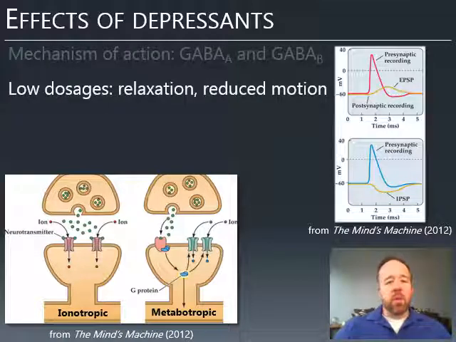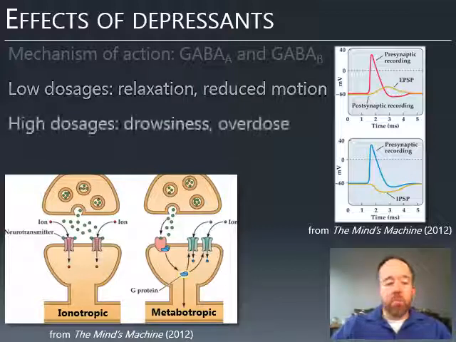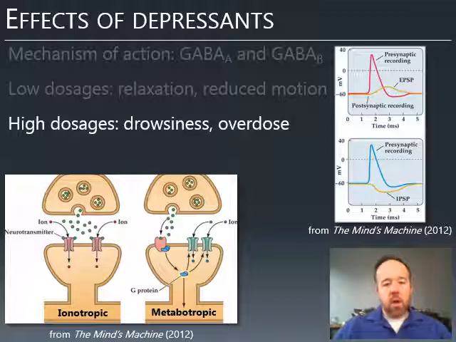So in low dosages, you get relaxation, reduced motion. So again, sort of a small decrease in activity. Of course, if you bump up the dosage, you can get a bigger decrease in the activity in the brain. And so eventually that'll put you to sleep in a high enough dose. And of course, in a really high dose, you'll interfere with your autonomic processes, things like respiration. So with enough of a depressant, you'll stop breathing. And that is one of the dangers of overdosing on depressants, is death through such a marked decrease in activity that your autonomic functions stop altogether.